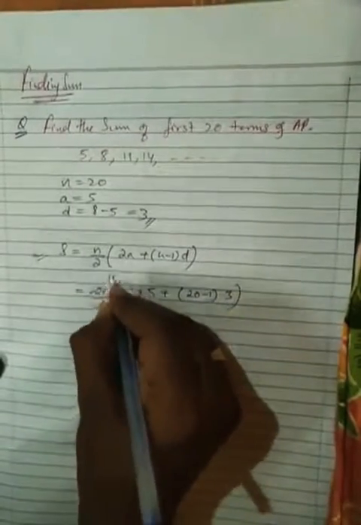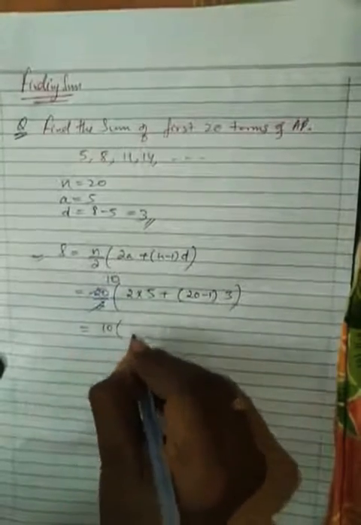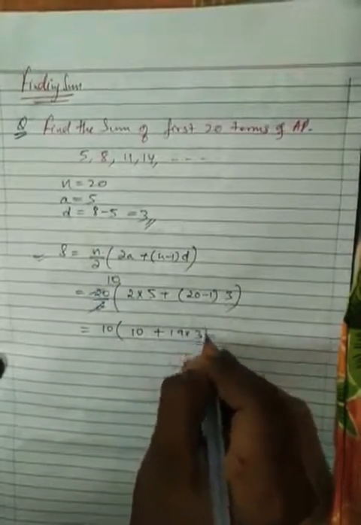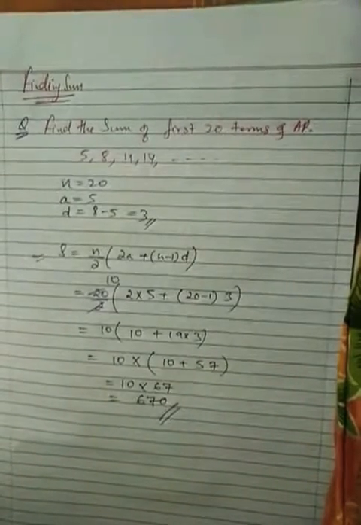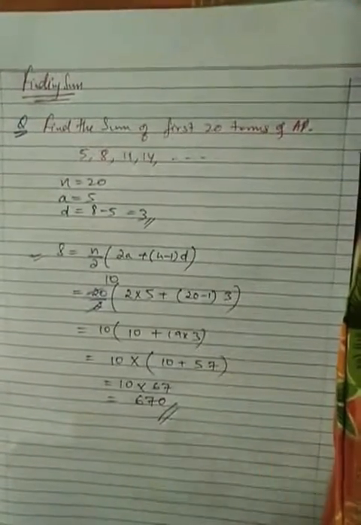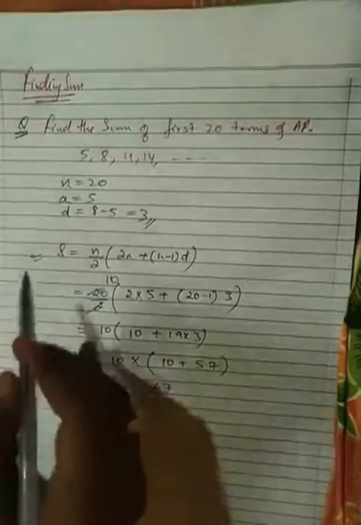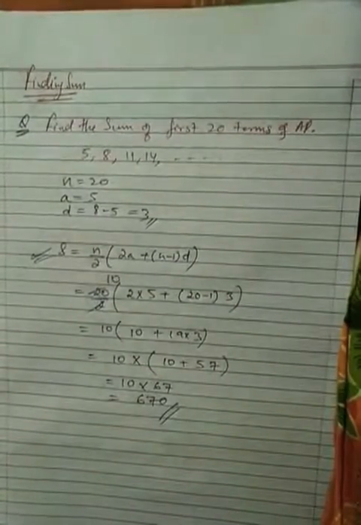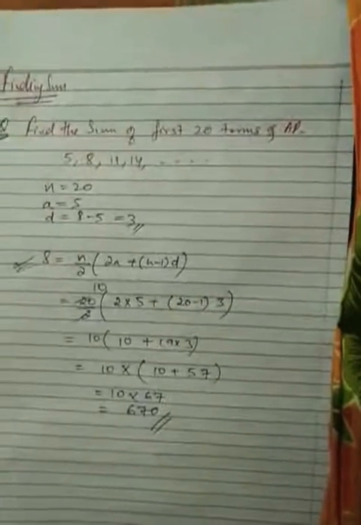So 20 by 2 will give you 10 into 10 plus 19 into 3; calculate 19 into 3. Clear? So the final sum is 670. Just calculation we have to do. We apply the formula, we calculate the sum. This is how we can find the sum of an AP series. Now this is one formula we have. One more formula we have with the last term, if it is given.